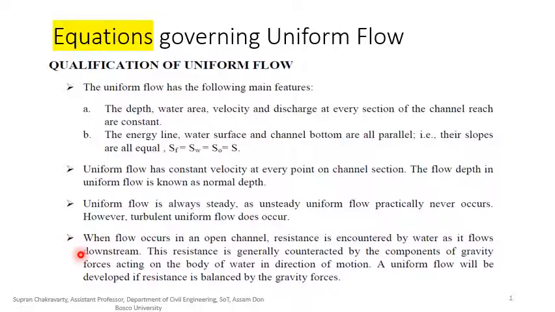Now, how does uniform flow occur? Uniform flow occurs because when water flows in an open channel, there will be resistance in the flow of water. But the water is having gravity, so because of this gravity the water is flowing. When the gravity force is equal to the resisting force, then that flow will be known as uniform flow. A uniform flow will be developed if the resistance is balanced by the gravity force.